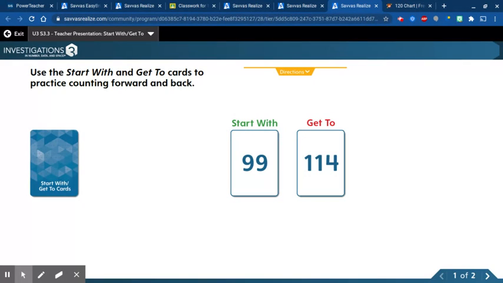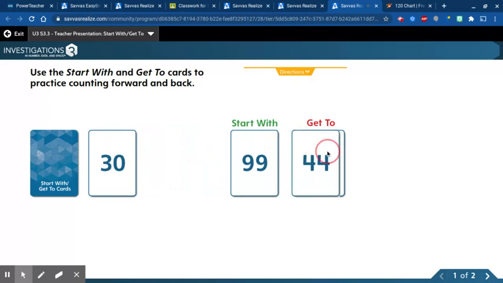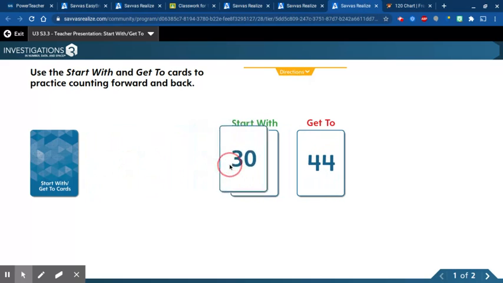I'm going to give you another one. Okay, for this one, we're going to start at 30 and get to 44. Remember, you want to decide first if your number is going to get bigger or smaller, and then use the number chart that's posted in Google Classroom to help you figure it out.